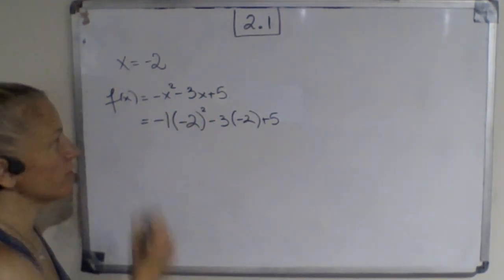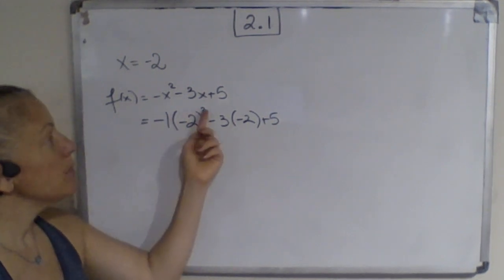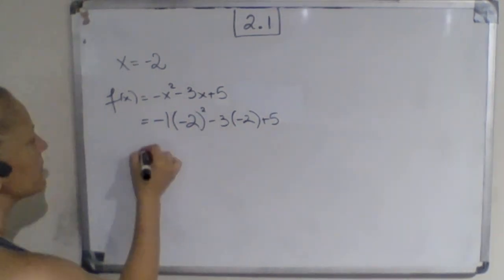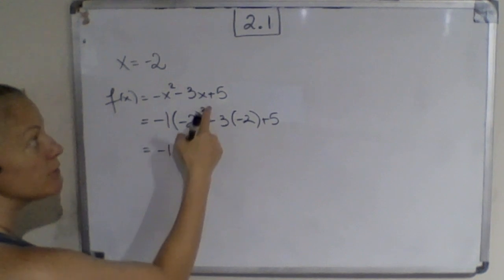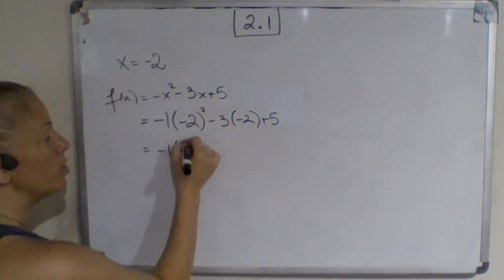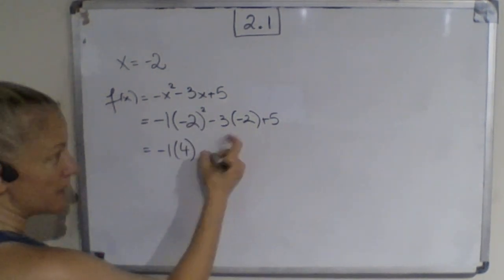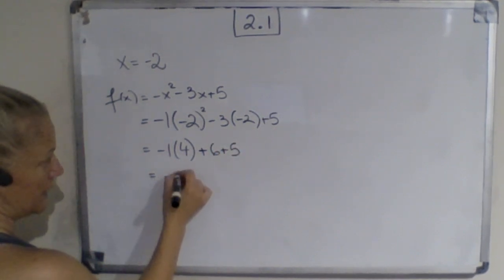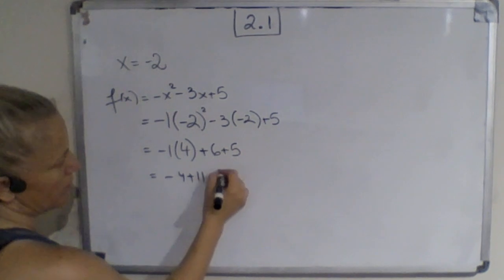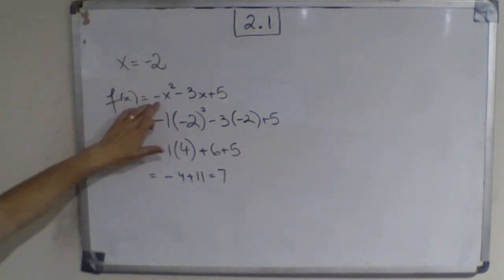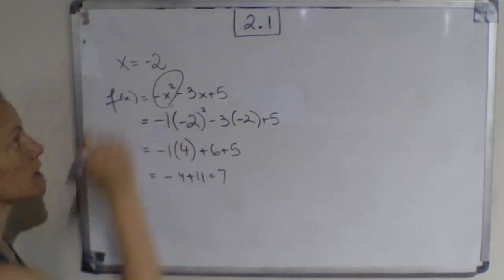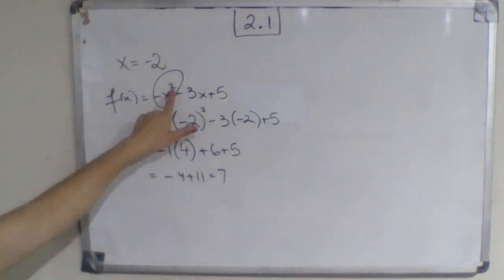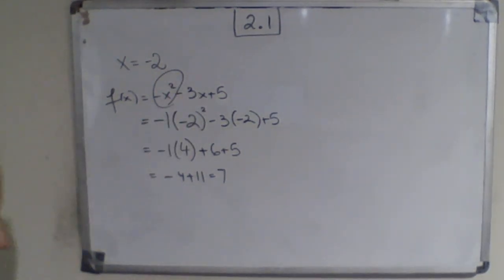This is a multiplication. I can put a negative 1 in front of it and go negative 1 times this. But exponents get done first. So this becomes negative 1 times negative 2 to the second power, which gives me 4, correct? Negative 3 times negative 2 is plus 6, plus 5. I can now finish this. This becomes negative 4 plus 11, or 7. Remember, this one was not linear because we have an x squared. We cannot have anything other than just an x in order for it to be linear.